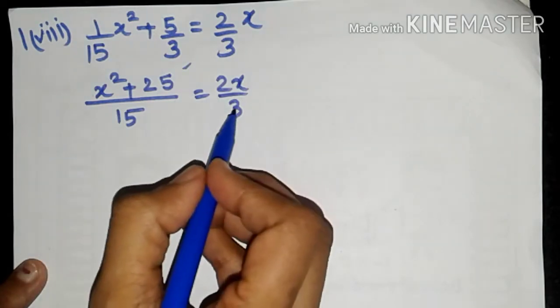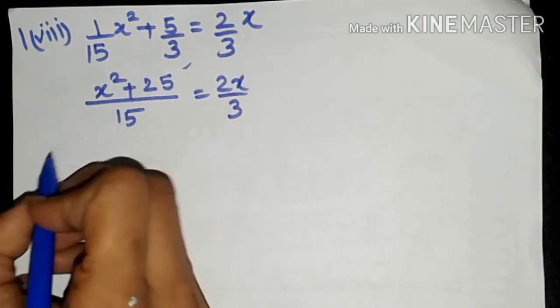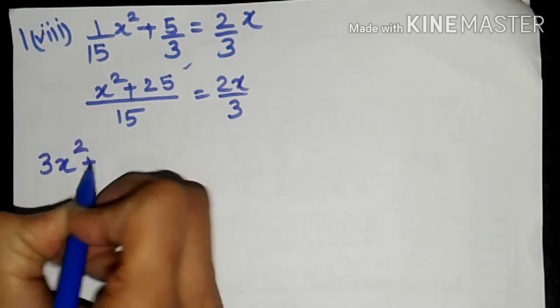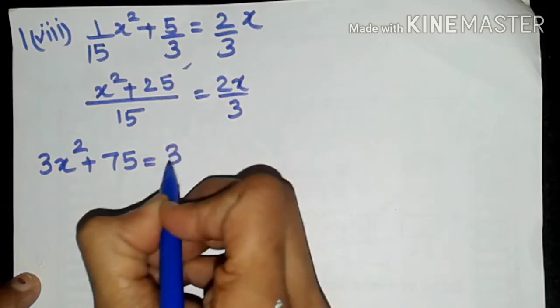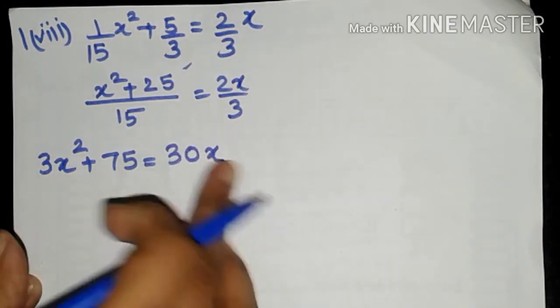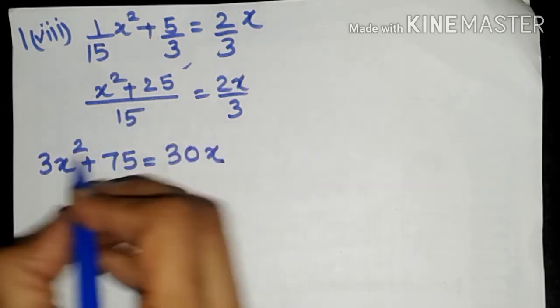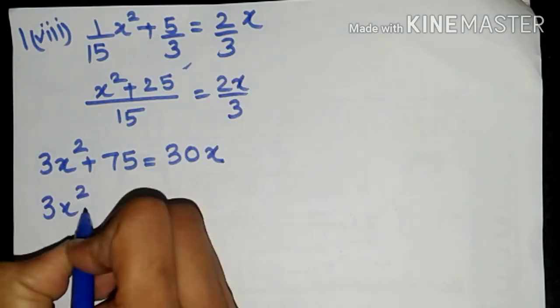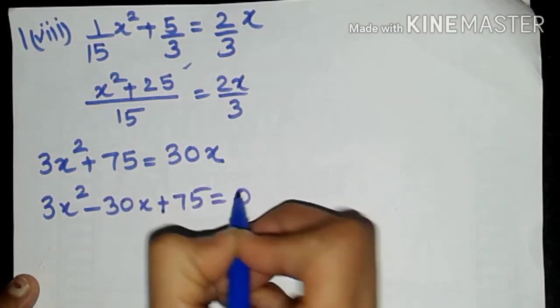Then what I can do, I can cross multiply the denominator terms. So this 3 comes here, I will get 3x square, 25 3s are 75. This 15 comes, I'll get 30x. Okay, now what do I do? I bring all the terms to one side. So better to bring this to the left hand side. I will get 3x square minus 30x plus 75 equal to 0.